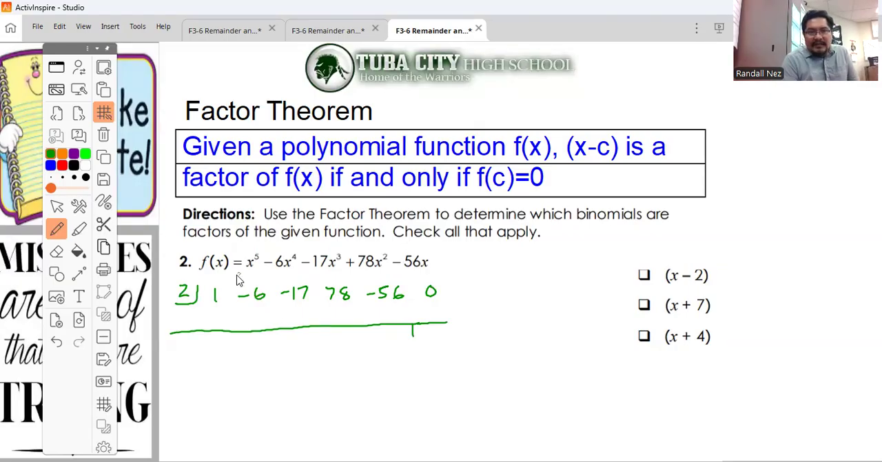Okay, now let's go ahead and start dividing. So we're just going to do our usual thing. Nothing unusual. Same thing we've been working on for, I don't know, a month now.